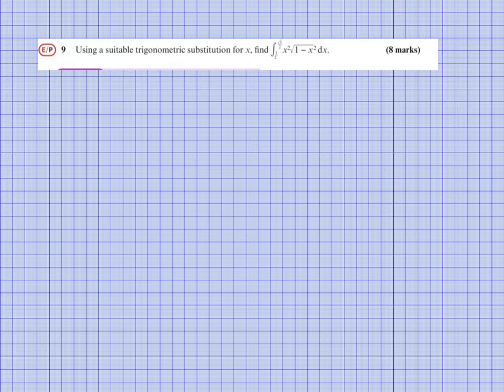Right, so I've had a request to go through question 9 of exercise 11E, looking at substitutions. The difficulty here, I think, is that this asks you to find a suitable substitution, but it at least gives you the clue that we're looking for something using trig. So I am going to suggest we use x equals sine theta as a suitable substitution. Let's go ahead and differentiate. So we get dx d theta is equal to cos theta.